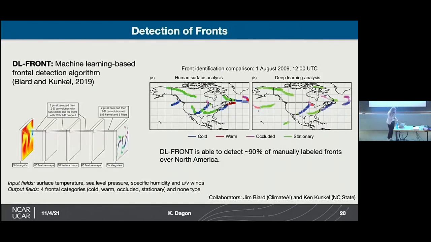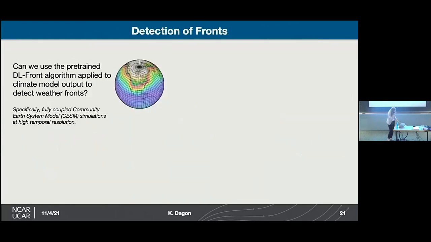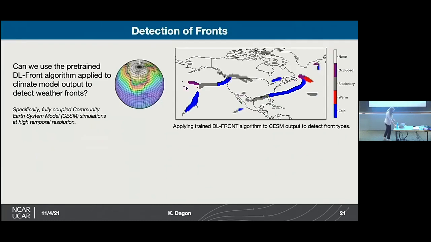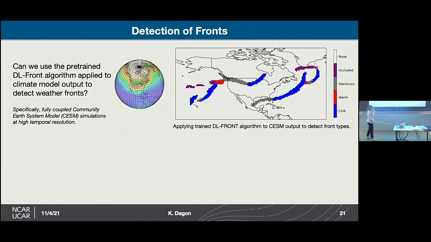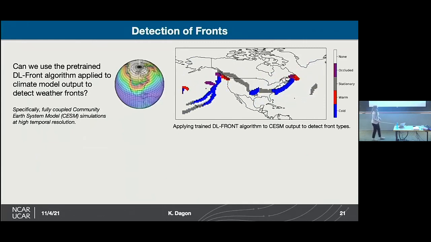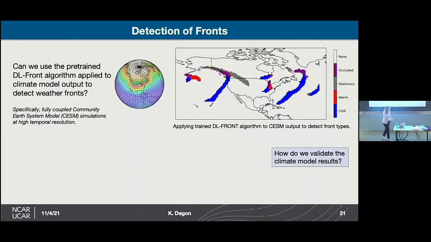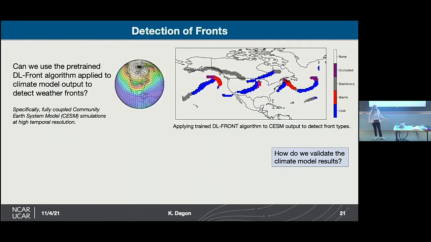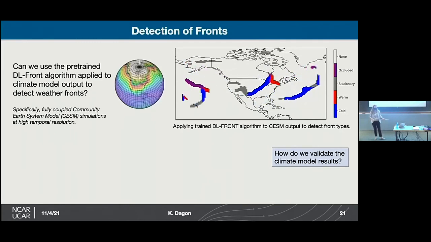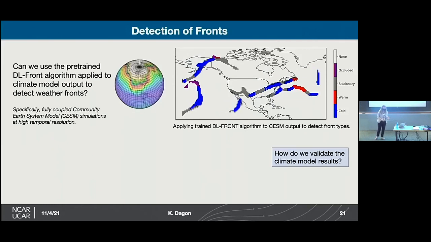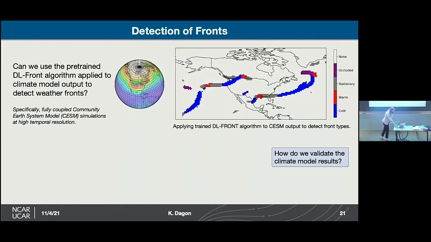But our question was, again, can we use the pre-trained front detection algorithm to detect weather fronts in a climate model? And again, we're using CESM, fully coupled, high resolution simulations here. And so we can, which is great, we can detect these different front types using the CESM output. But of course, your next question might be, how do we validate the climate model results? How do we know that the climate model detected fronts are realistic? So we've been thinking a lot about how to do this.